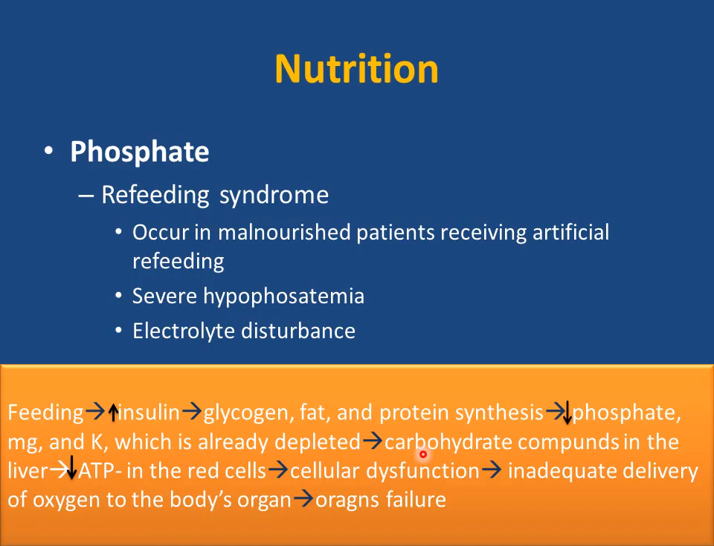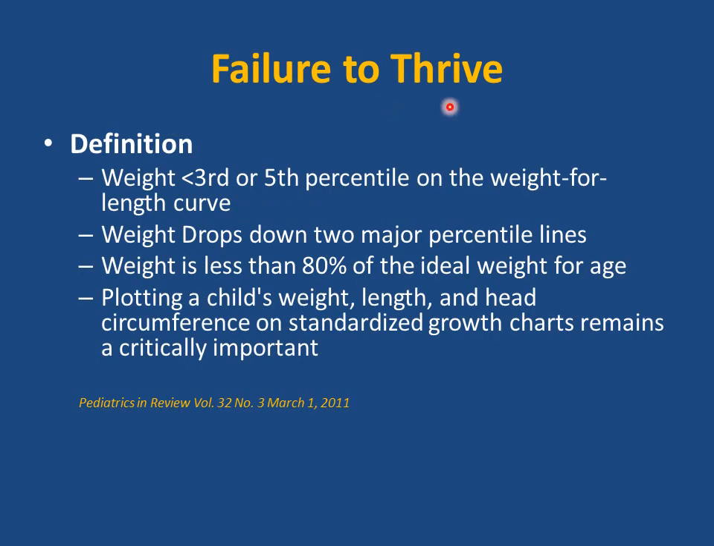So the liver starts to build more carbohydrates, and by phosphorylation, this will consume a lot of ATP. When the ATP becomes depleted in the red cells, they will have red cell dysfunction and inadequate delivery of oxygen to the body organs and organ failure, and they may end up even with death in severe cases. Failure to thrive. It is really difficult to find a single definition for failure to thrive.